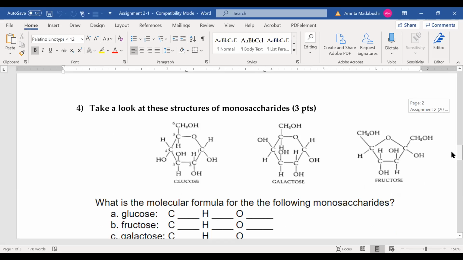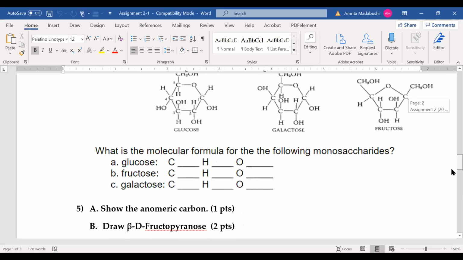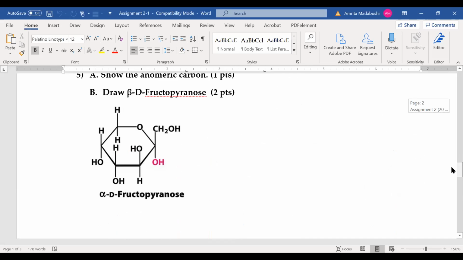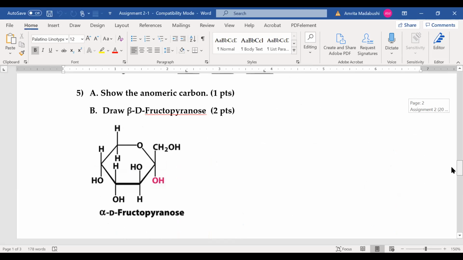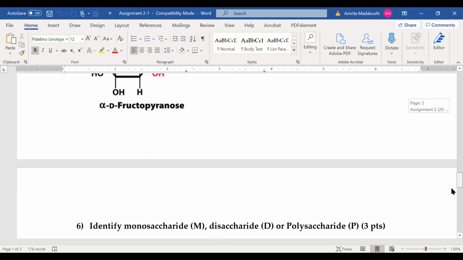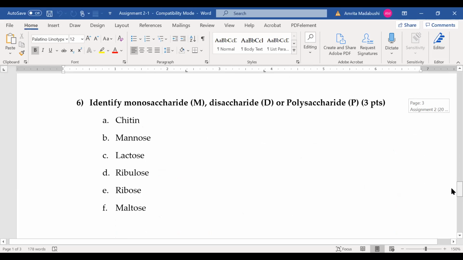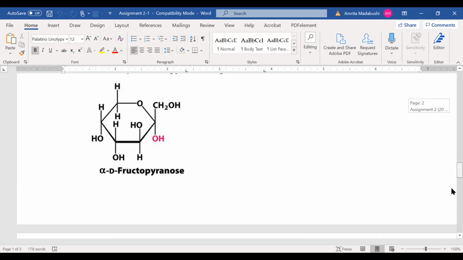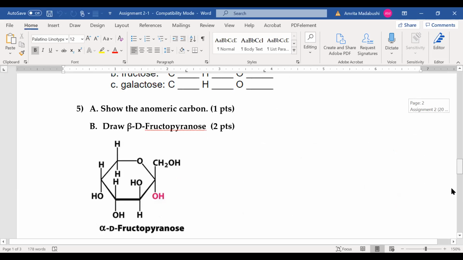Take a look at these structures. So we just talked about this one, alpha and beta forms. We talked also briefly about that. And finally, for number 5, we're supposed to draw the whole ring, right? Yes, you are supposed to draw an exactly identical ring except for that beta, whatever that difference is. Okay, thank you.